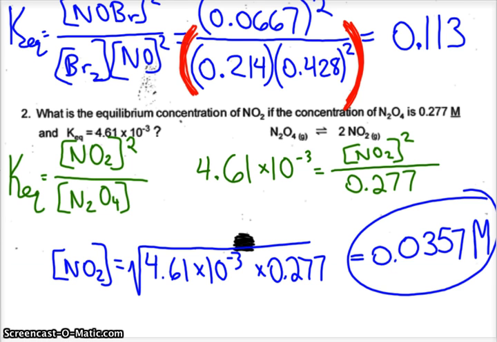So the KEQ expression allows us to describe the relationship between reactants and products, where that equilibrium lies. And then we can solve for either KEQ if we know the concentrations, or if we know KEQ, solve for a missing concentration.